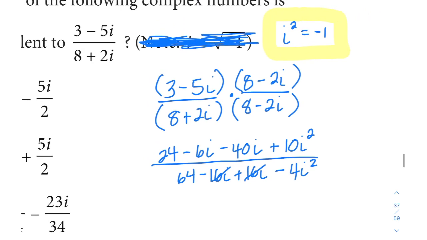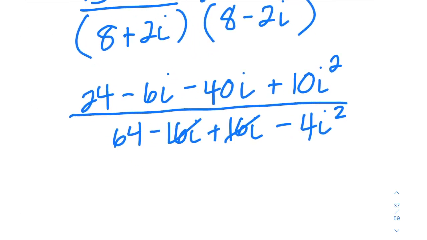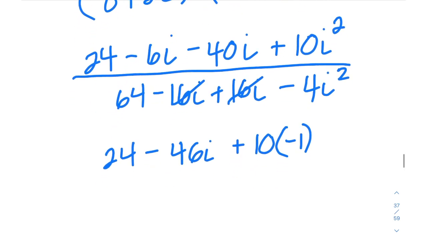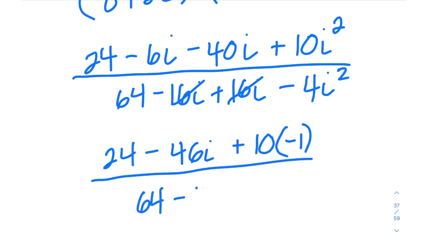Now remember what we said as our key piece of information to memorize. If we know that i squared equals negative 1, we can use that in these next couple steps to tidy this up a bit. So here, 24, negative 6i and negative 40i will be minus 46i. And then you have a positive 10, and like we said, i squared is negative 1, so it'll be times a negative 1. And then in your denominator, 64 minus 4 times i squared. Again, i squared is negative 1.